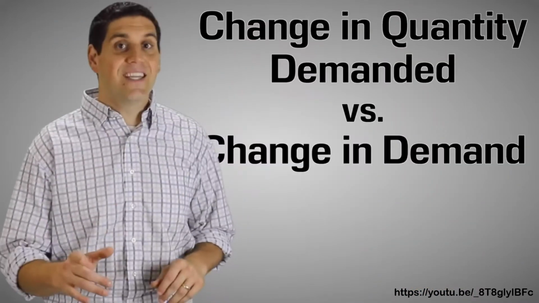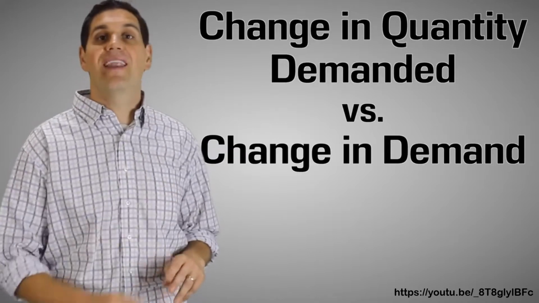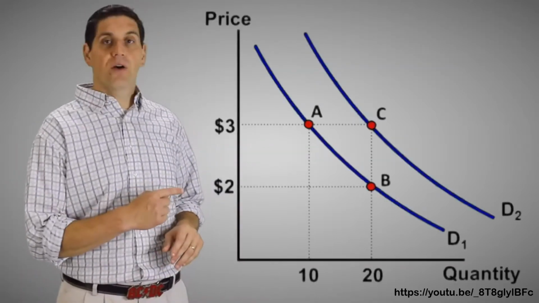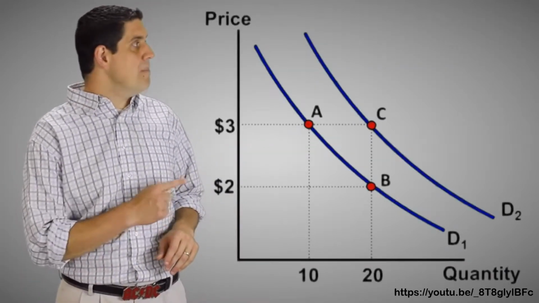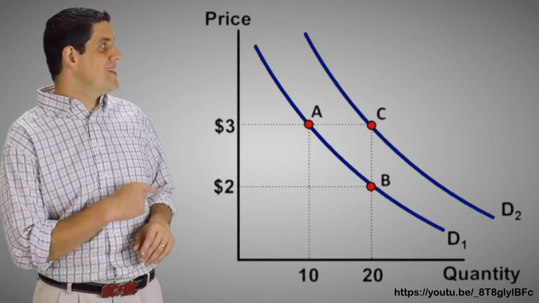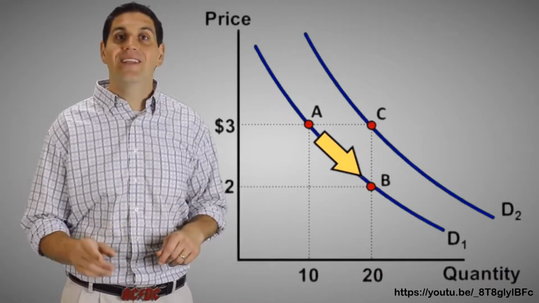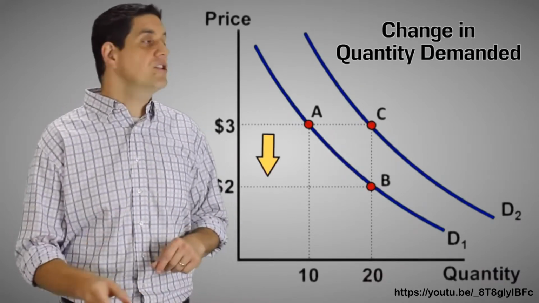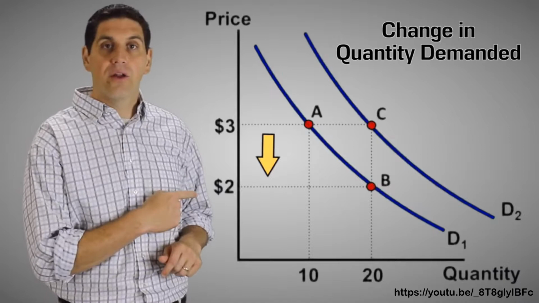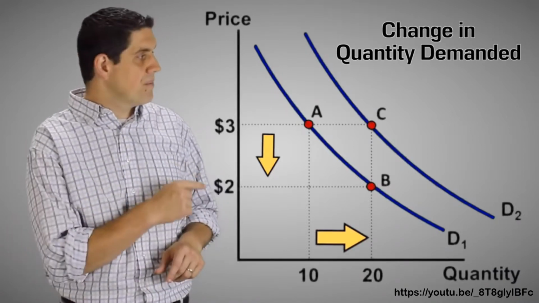Now it's time to cover a super important detail that you have to watch out for. It's the difference between a change in quantity demanded and a change in demand. So look at this graph for milk. Right now you see 3 points, A, B, and C. There's 2 ways to go from 10 to 20 units. Movement from A to B along the demand curve is a change in quantity demanded. So when the price goes down from $3 down to $2, the quantity demanded goes up from 10 to 20.